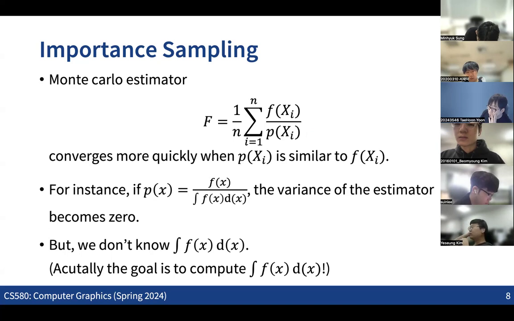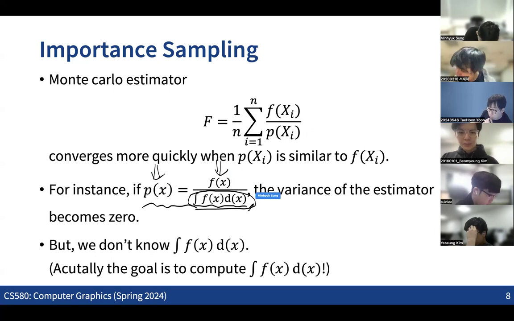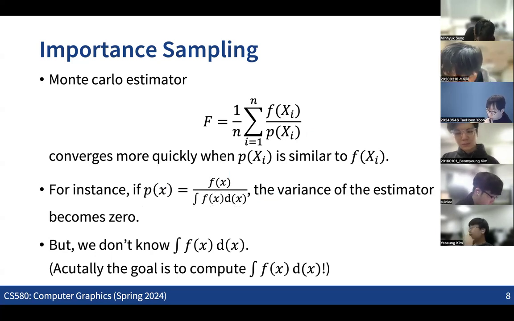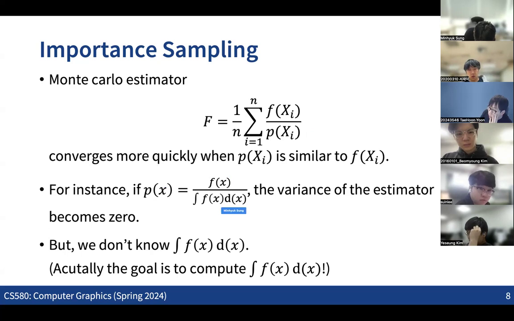So let's think about this very special case, when the PDF is defined as the function f divided by the integral of this function. This can be one way that we can make a PDF that satisfies the conditions for a PDF, right? The integral of the PDF over the domain should be one. So this can be the easiest way that we can make a PDF from the function f.